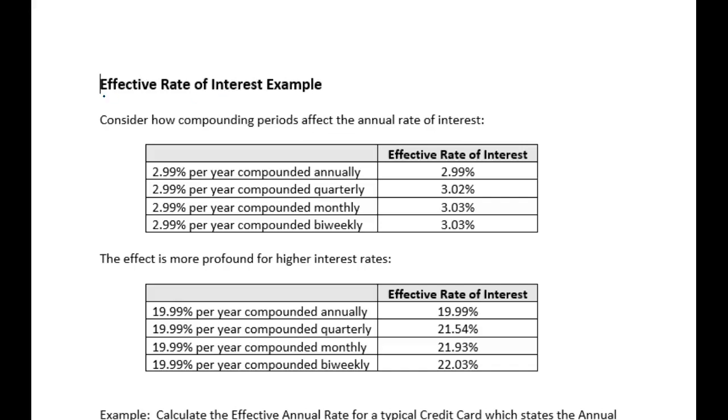So continuing our conversation about effective rate of interest, let's look at just a couple examples of charts and the way that you can actually compare them. So consider how compounding periods affect the annual interest rate of the following. So if you see something that says 2.99% per year and compounded whatever.